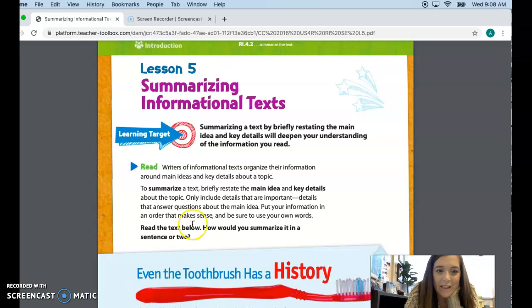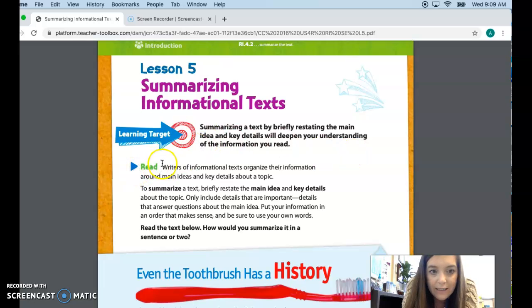All right, fourth grade. So I had to figure out how to get to our learning target, but I got here. And so our learning target this week is to summarize a text by briefly restating the main idea and key details. This will deepen your understanding of the information you read. So we're going back to our lesson from 4 weeks ago where we talked about main idea and key details, and we're going to refocus on that while using it to help us summarize a text.